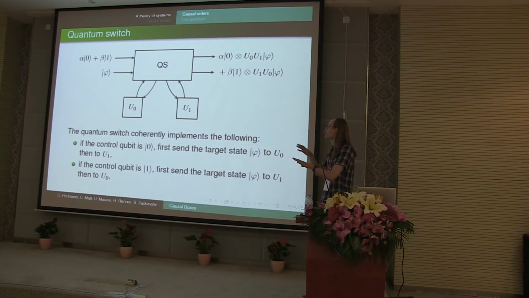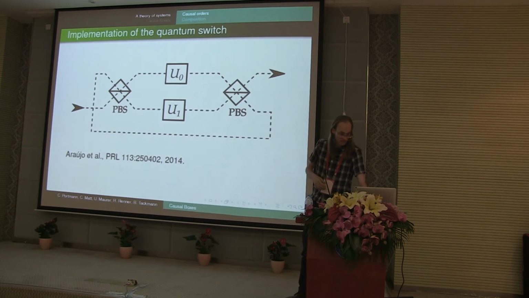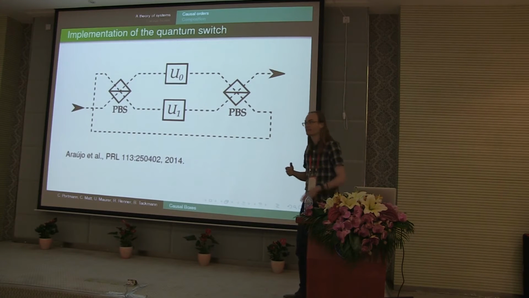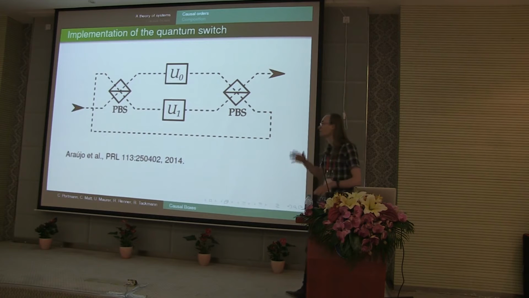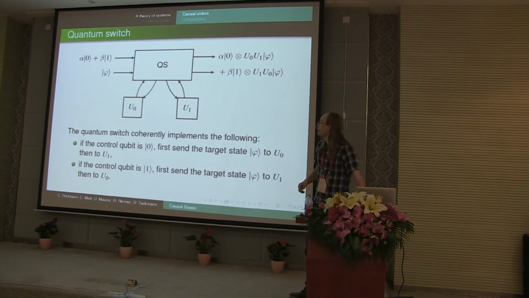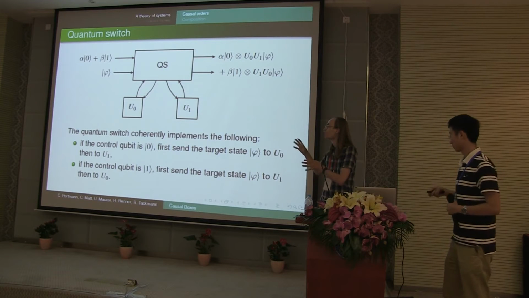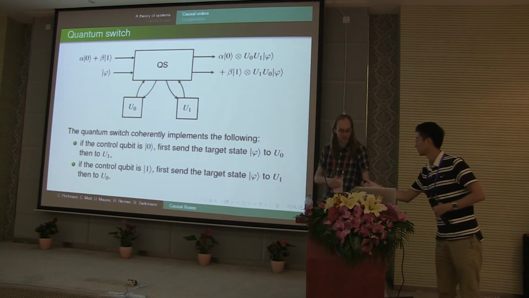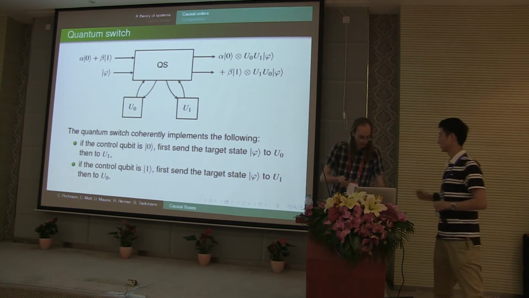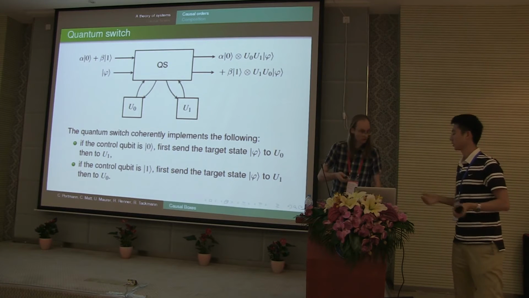So then U0 and U1 are applied in this superposition of two orders. And this is exactly a picture that Julio said he had, and then he removed for lack of time. This is one possible implementation which has been proposed, where we can think of the control system being, say, the polarization of a photon, and then the target system is in some extra degrees of freedom.